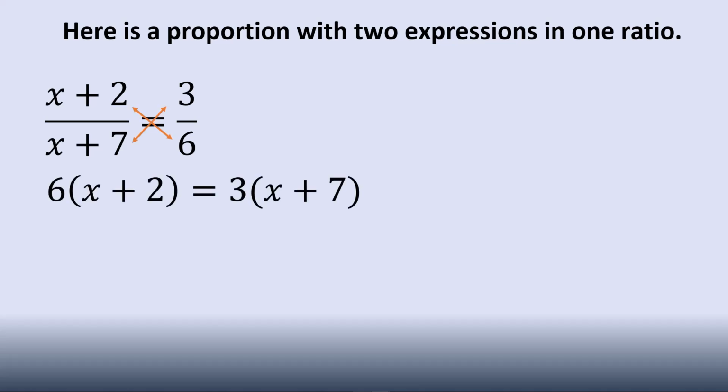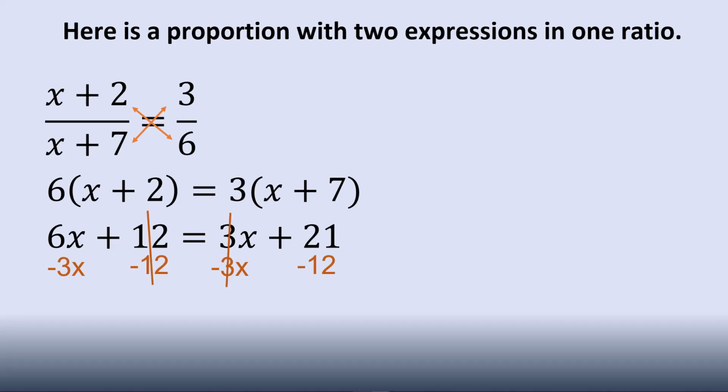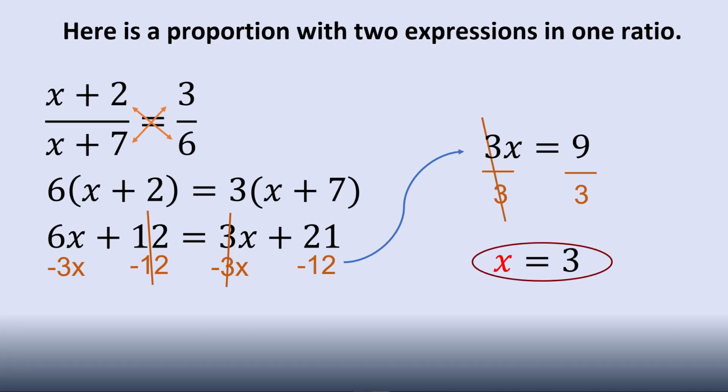Again, we cross-multiply, and we get 6 times x plus 2 equals 3 times x plus 7. We distribute on both sides to get 6x plus 12 equals 3x plus 21. Now, we've shown both steps here, subtracting 3x from both sides to gather the variables on one side, and then subtract 12 from both sides to move the value to the other side. And that's okay. And we get 3x equals 9. Divide both sides by 3, x is equal to 3.